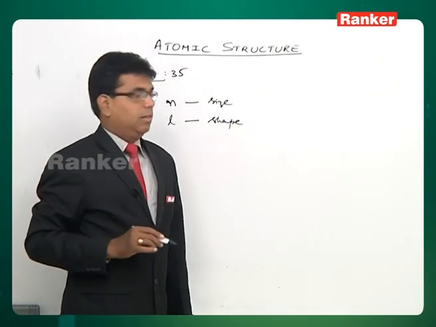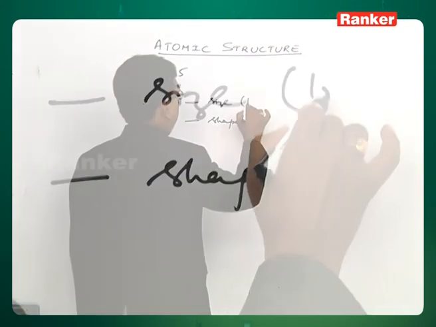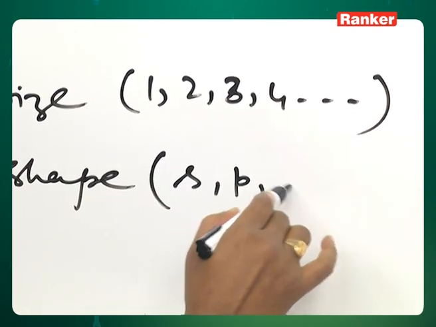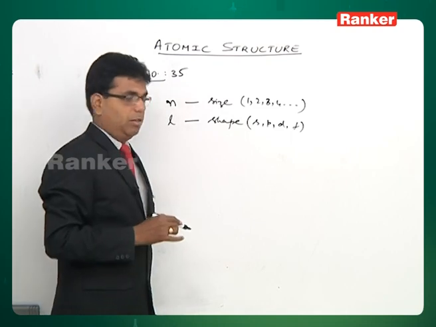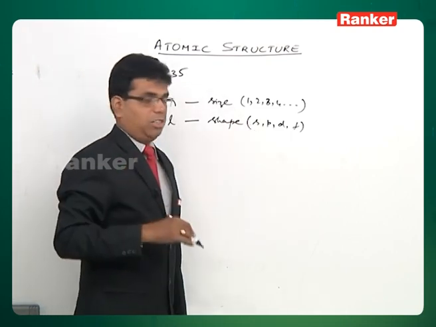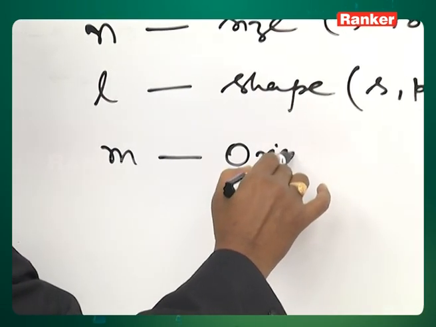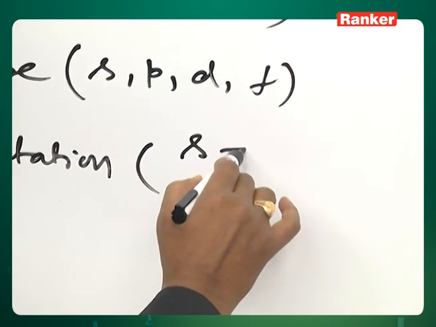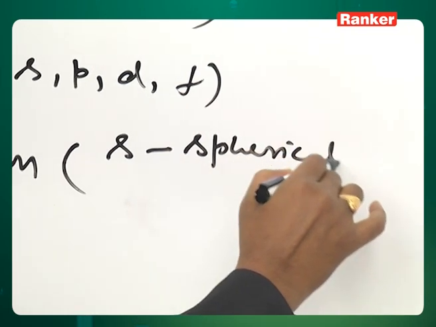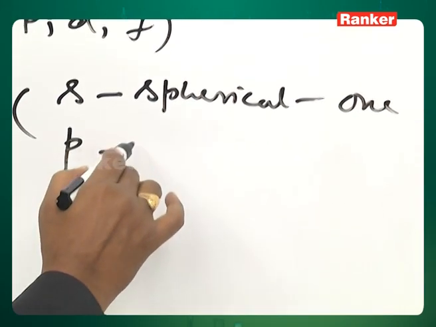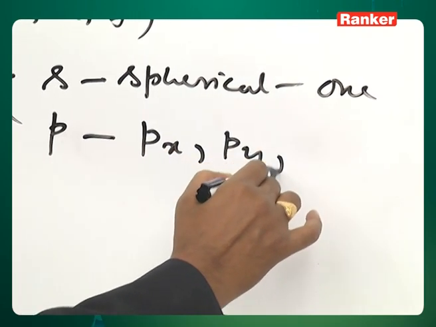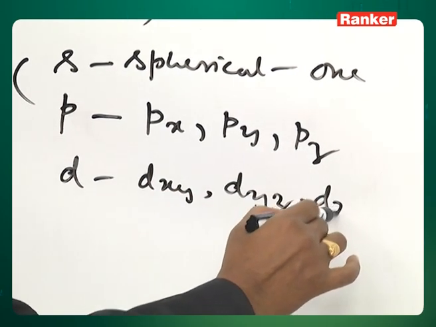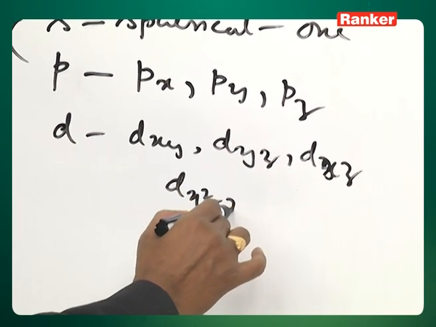Here it is size: first orbit, second orbit, third orbit, fourth orbit, and so forth. In each orbit we have different subshells S, P, D, F. So this is the shape, right? And in each shape again we have different sets of orientations. So m is orientation. S, being spherically symmetrical, has only one orientation, but P, being a dumbbell, has three orientations, Px, Py, Pz, and D has orientations as Dxy, Dyz, Dxz, Dx square minus y square, and dz square.